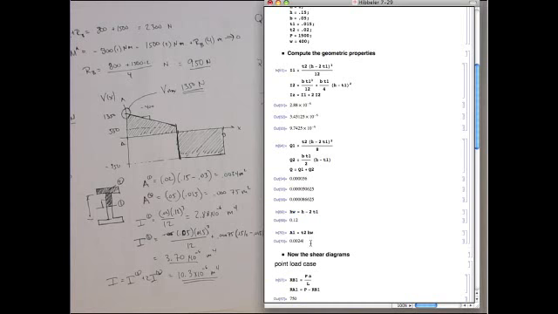Now let's go through and get A2. A2. Oops, what happened here? Oh, let's make another one. A2 is going to be the thickness of the flange, T1, times the base. Okay, so that's 0.075. That's correct.